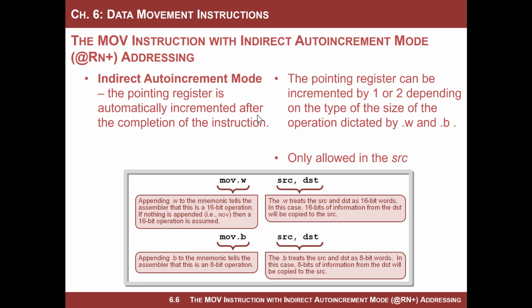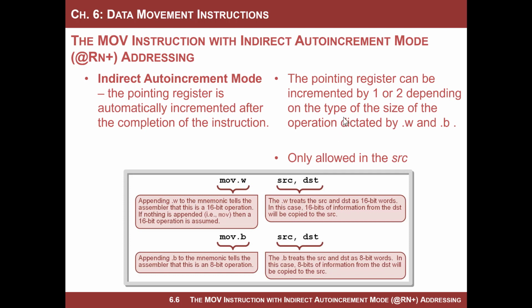The MSP430 actually gives you a built-in addressing mode that will automatically increment the register after you access the information in memory. So, indirect auto increment mode. Once again, we put the address into the register, and then it will be automatically incremented.